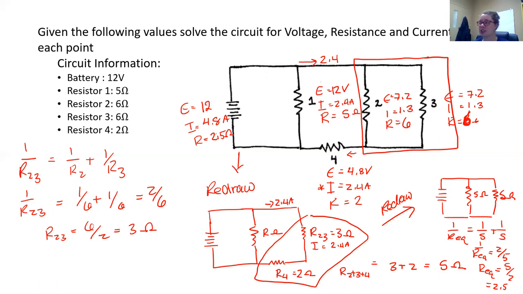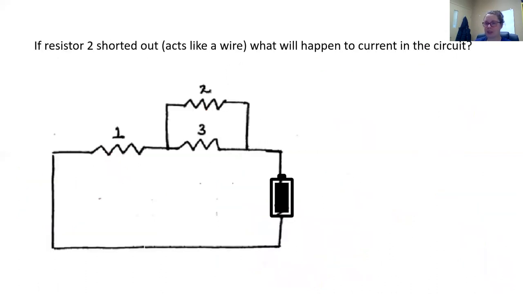Now, 2 other questions to think about. This one I really like. I'm going to hide this video. You don't need to see my face right now. If resistor 2 shorted out and acted like a wire, what would happen to the current in the circuit? Well, we're thinking about how it works, because a combination circuit is quite common to have. It allows us to power multiple things.